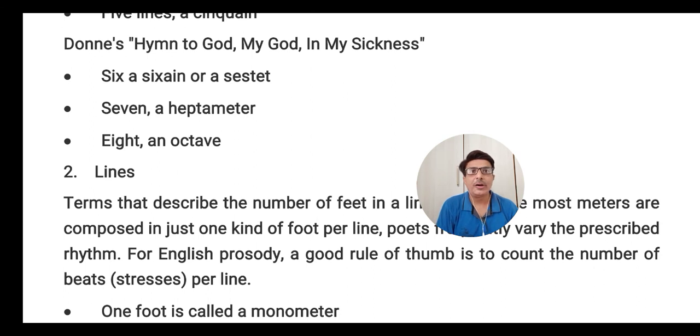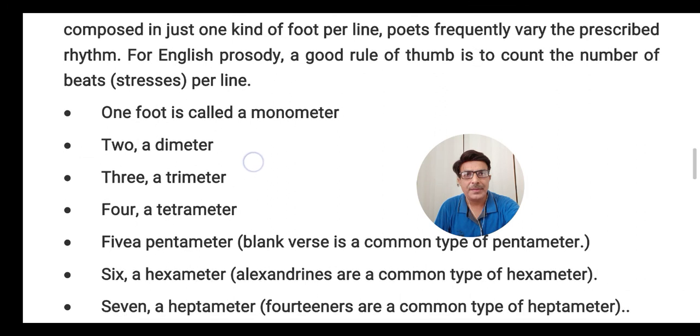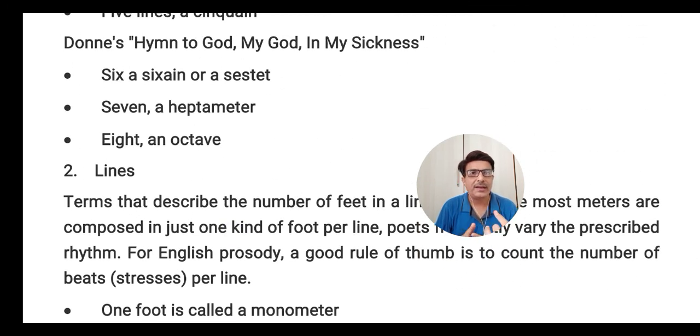When there is a stanza of 7 lines, it is known as a heptameter. When there is a stanza of 8 lines, it is called an octave. So try to remember this. The stanza of 2 lines is called a couplet. Stanza of 3 lines called a tercet. Stanza of 4 lines called a quatrain. 5 lines cinquain, 6 lines a sestet, 7 lines a heptameter and 8 lines an octave. So these are the different types of stanzas in English prosody, in English poetry.